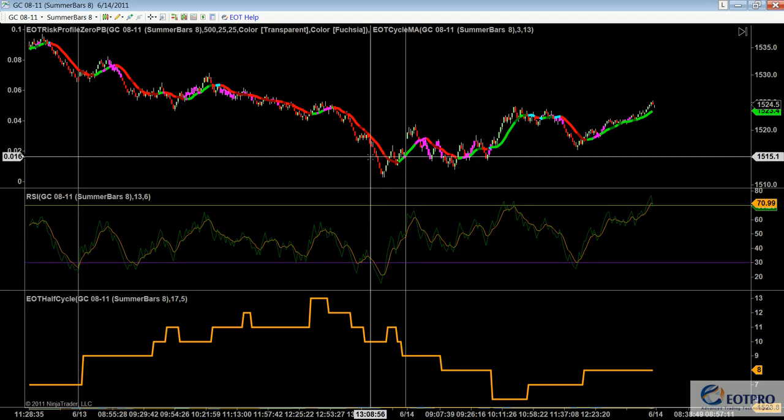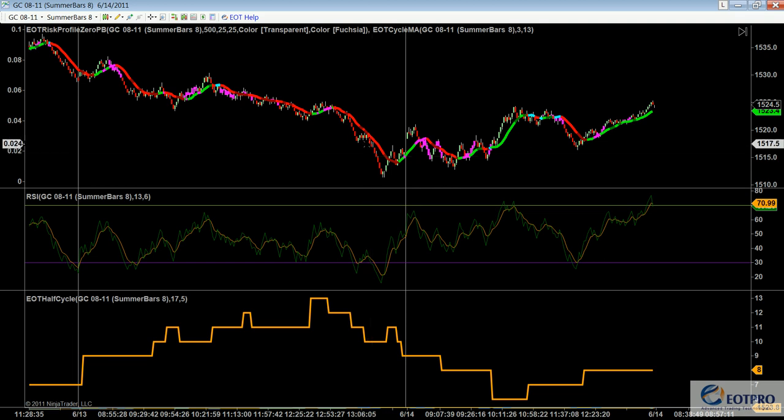So at any rate, I think you guys get the idea. The EOT half cycle is available in our indicator package, and you can also get the output of the half cycle to program into your own indicators should you want. It's just a cool little indicator called EOT half cycle that we have.